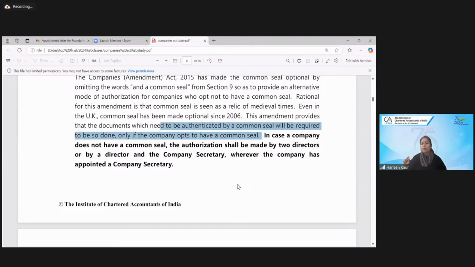Common seal is required to be done only if the company opts to have a common seal. So in your notes, you will write, if the company is opting for a common seal, then yes, the common seal has to be there. If the company has not opted for a common seal, then you have 2 situations. Either 2 directors can sign, or 1 director and 1 company secretary can sign. Clear?